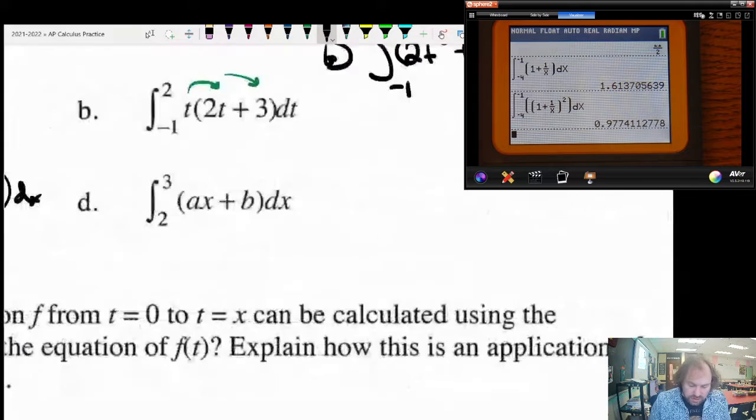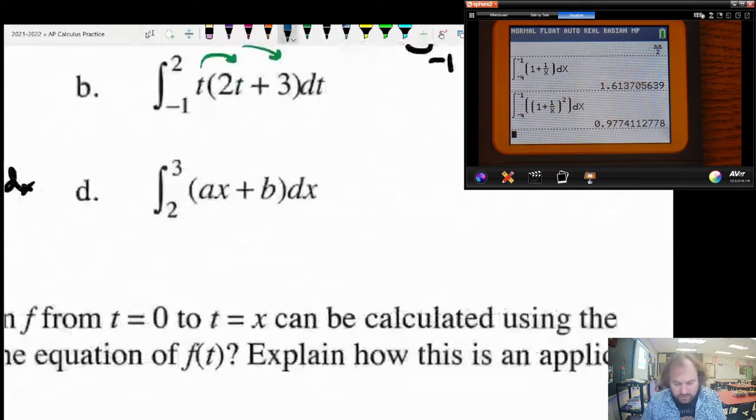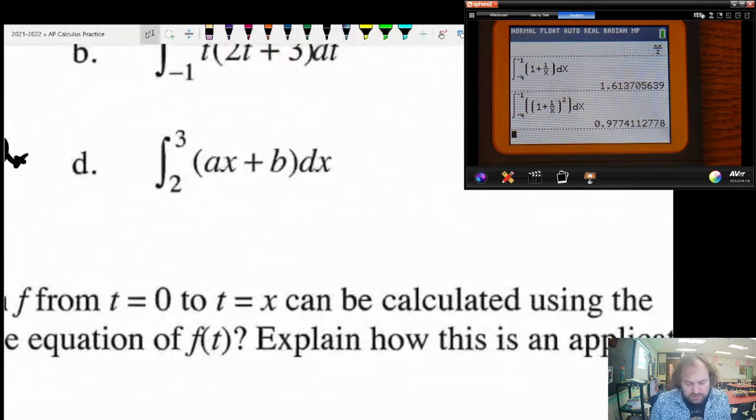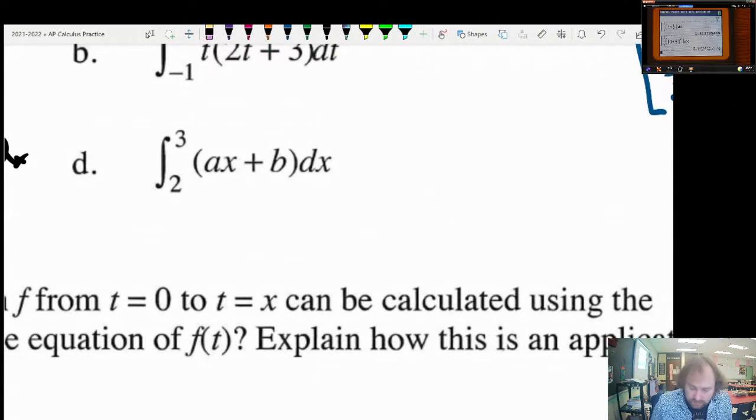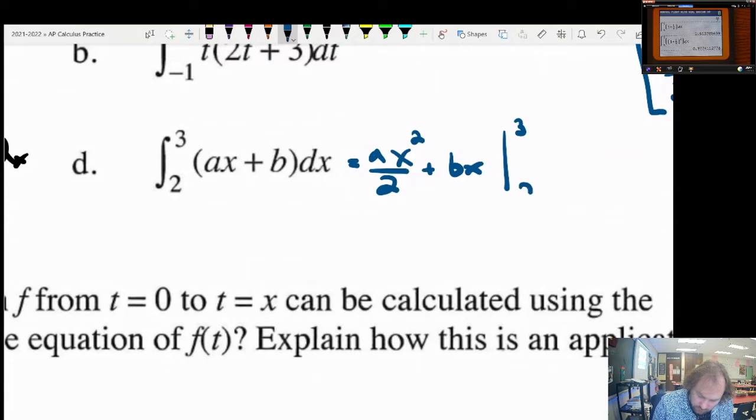And then question D, we cannot use a calculator for because we don't know what A and B are, but we'll just take a general antiderivative for this problem. The antiderivative there would be, well, I need this to be x squared, and then I'll put a over 2 in front, like that. That way the 2's will cancel out, leaving the ax. And then we'll put plus bx. And we're going to evaluate this from 3 to 2.